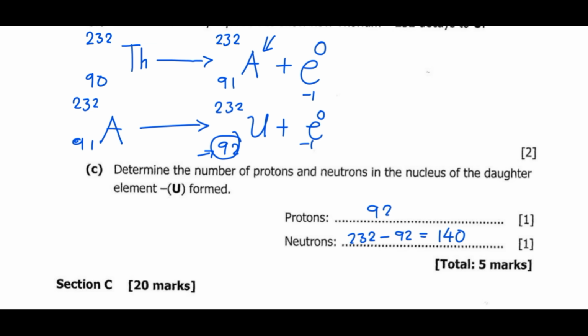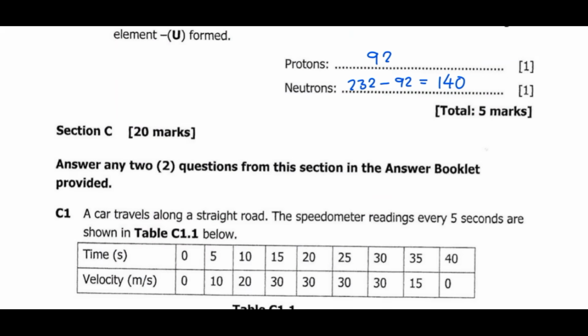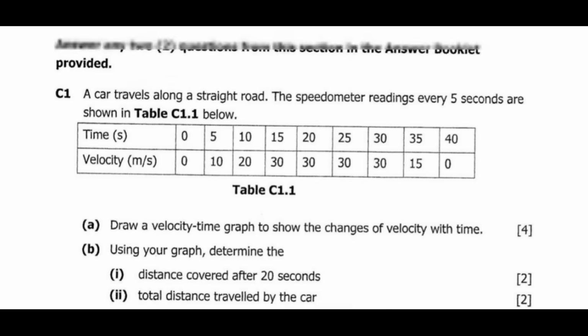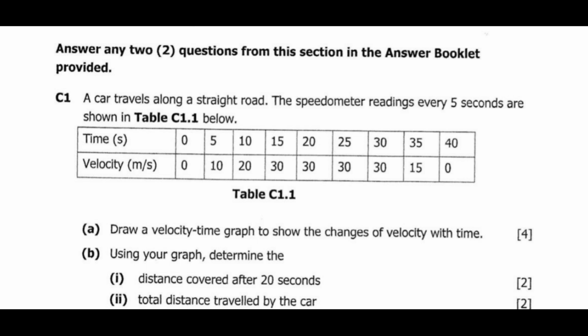Now let's look at what we can share from section C. For section C, answer any 2 questions from this section in the answer booklet provided. A car travels along a straight road. The speedometer readings every 5 seconds are shown in table C 1.1 below. So I have time and velocity. Draw a velocity time graph to show the changes of velocity with time.